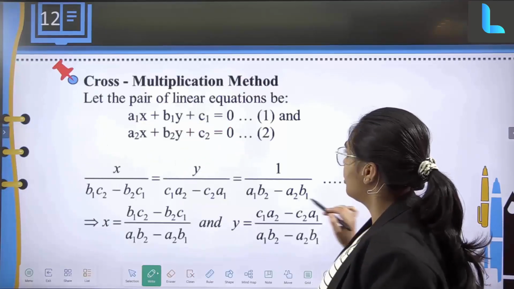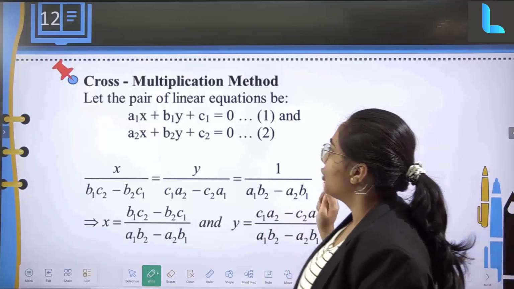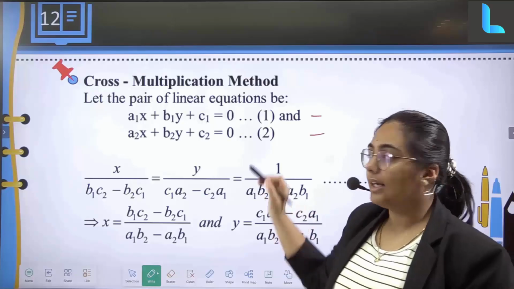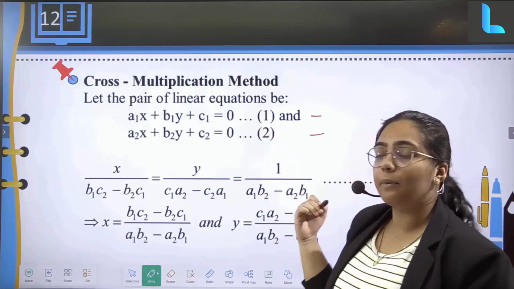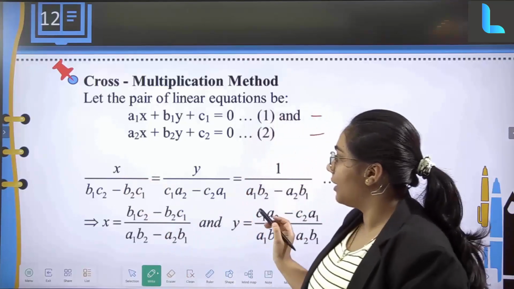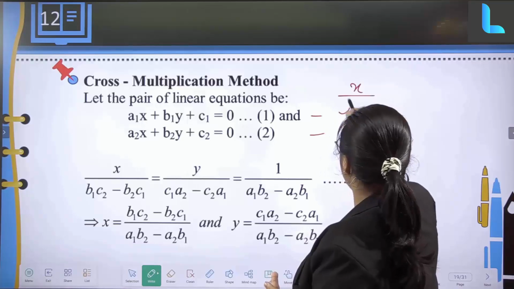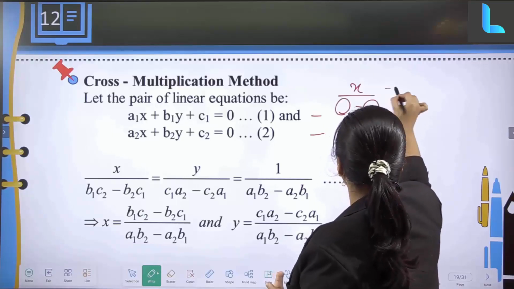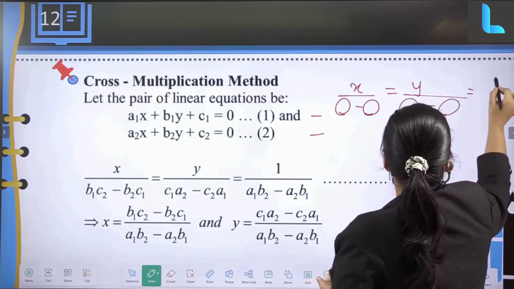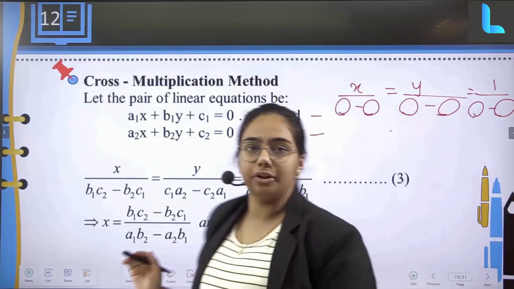Next method. So this is the last method, that is the cross multiplication method. First and foremost, over here also you have two different equations. That is the general format. So how are we going to start and proceed with this? Over here the format is going to be something like x divided by something minus something, equal to y divided by something, equal to 1 divided by something. So this is the format it is going to be.